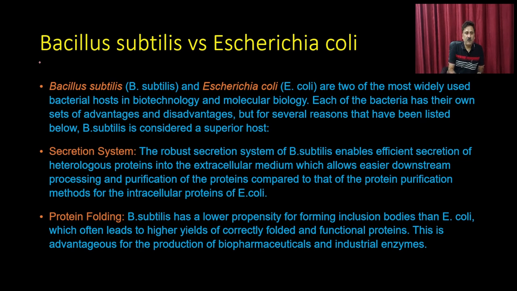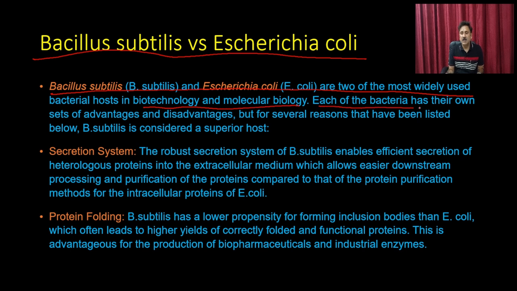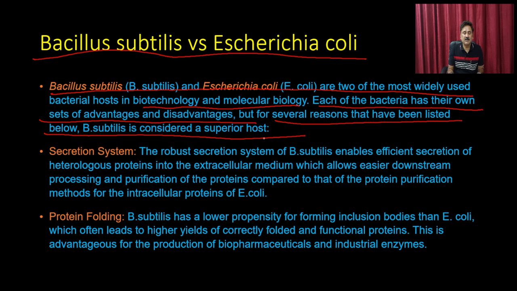So, what is the difference between Bacillus subtilis and E. coli? Bacillus subtilis and E. coli are two widely used bacterial hosts in biotechnology and molecular biology. Each of the bacteria has its own set of advantages and disadvantages. For several reasons that have been listed below, Bacillus subtilis is considered a superior host.